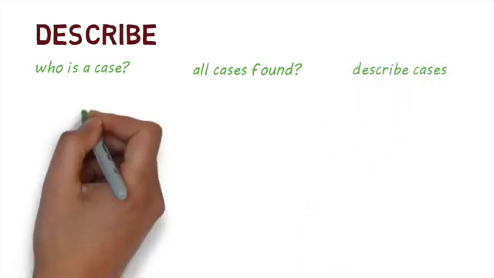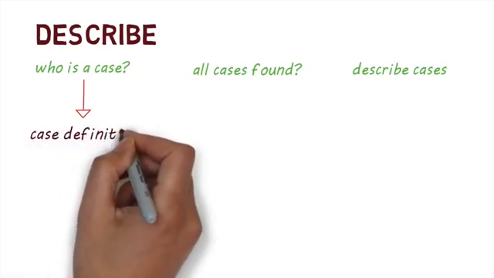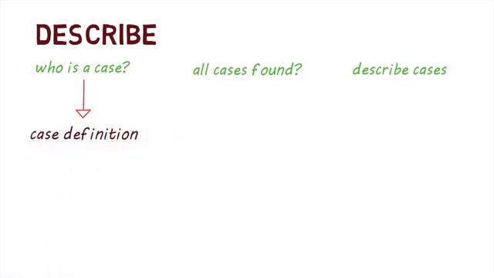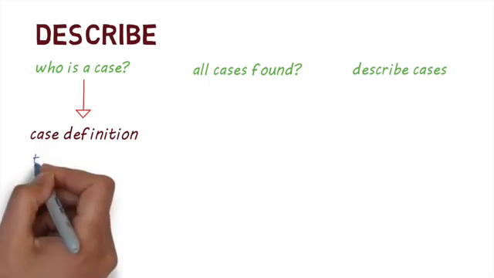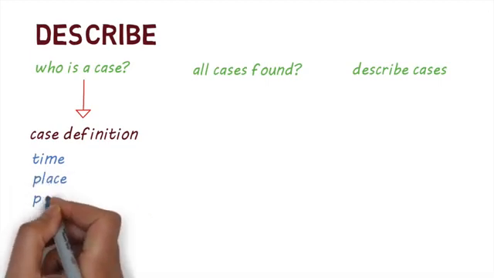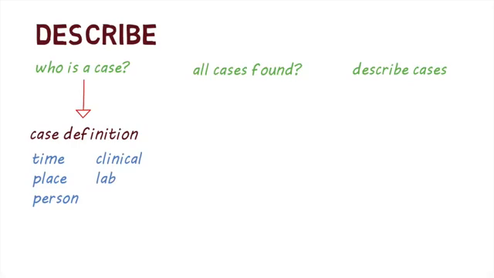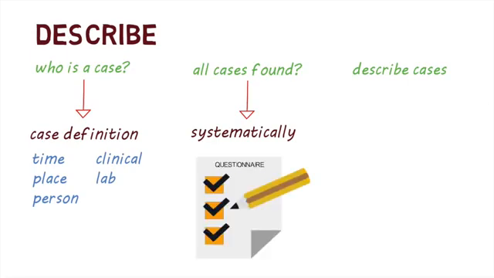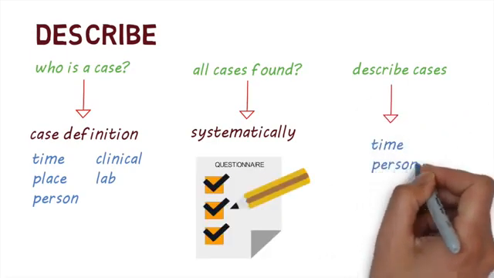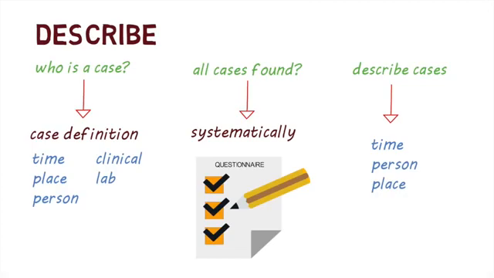To figure out who should be considered as a case, there needs to be a case definition. This sets out the criteria which need to be met in order to classify a person as a case. Generally, there are criteria for time, place, person, clinical and laboratory features that must be satisfied before a person can be classified as a case. Once there is a case definition, cases are looked for in a systematic way and information about the cases is recorded. This is usually done by using questionnaires and summarized by time, person, and place. Let's have a look at each one of them, because each of these provide useful insight into the outbreak.